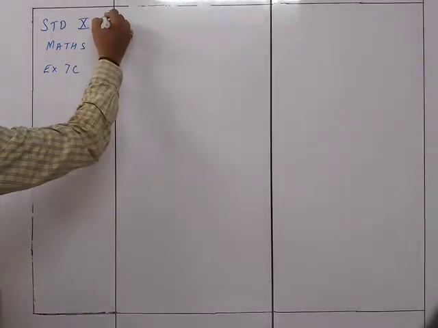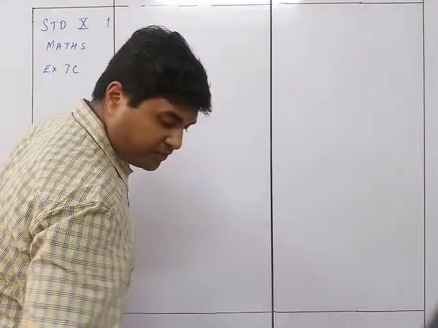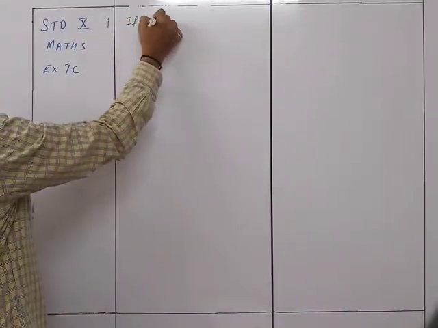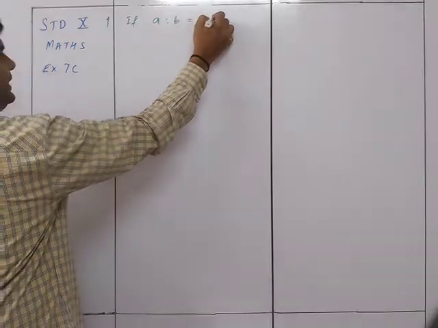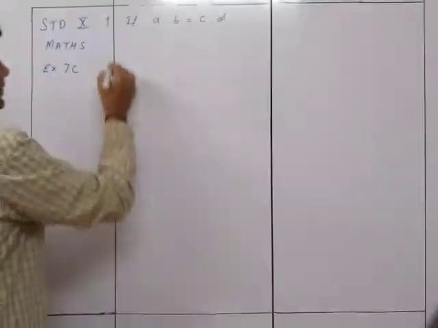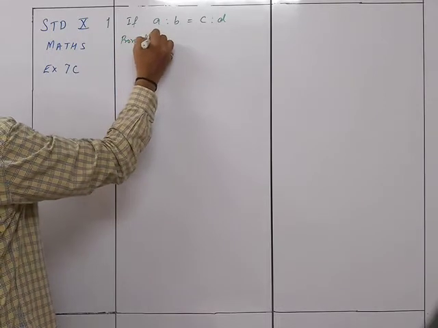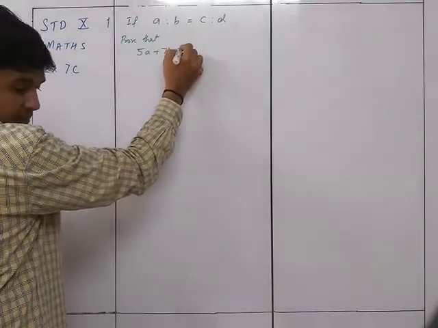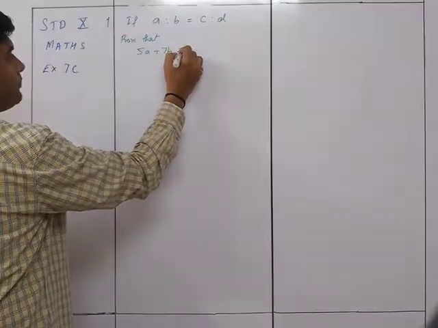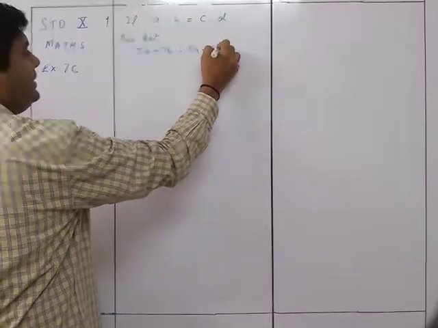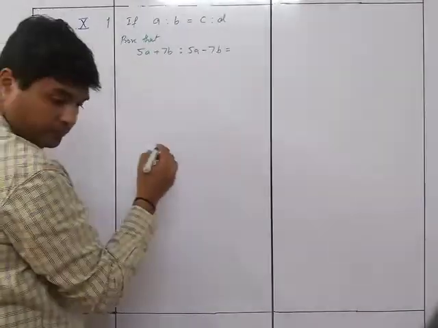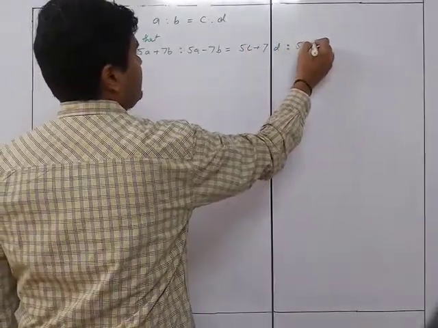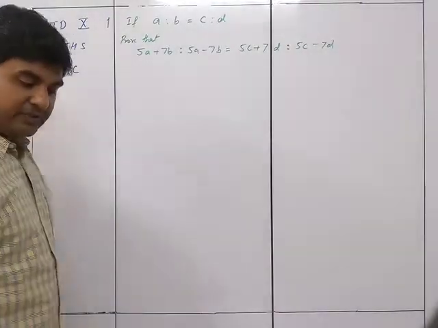Okay, we have got the first question. We have got 3 parts in the first one. Let's do the first and the third one. If A is to B is equal to C is to D, prove that 5A plus 7B is to 5A minus 7B is equal to 5C plus 7D is to 5C minus 7D. So this is the question which is given to us.